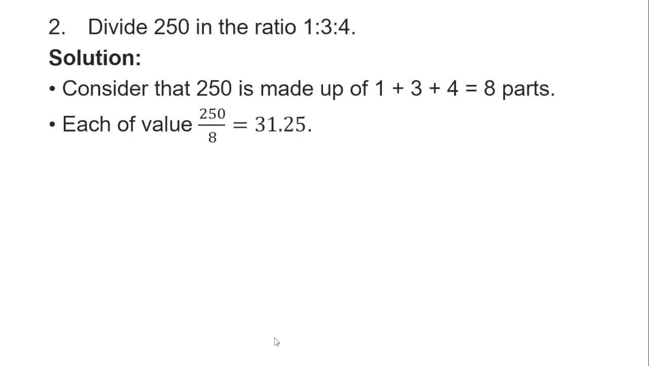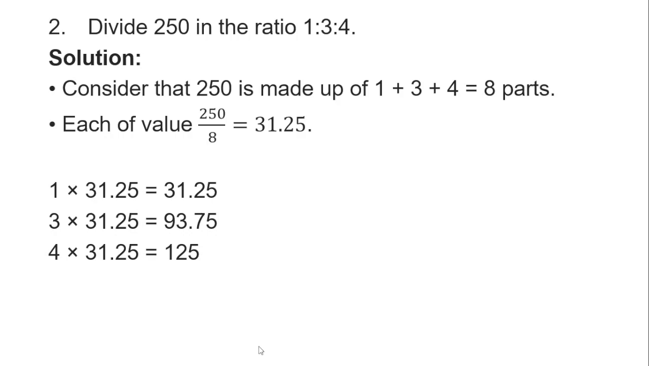Now we're just going to multiply 31.25 by 1, 3, and 4, as we can see here. If we multiply that, it gives us the following answers. 1 times 31.25 gives you 31.25. When we multiply 3 by 31.25, that gives us 93.75. And if we multiply 4 by 31.25, that gives us 125.